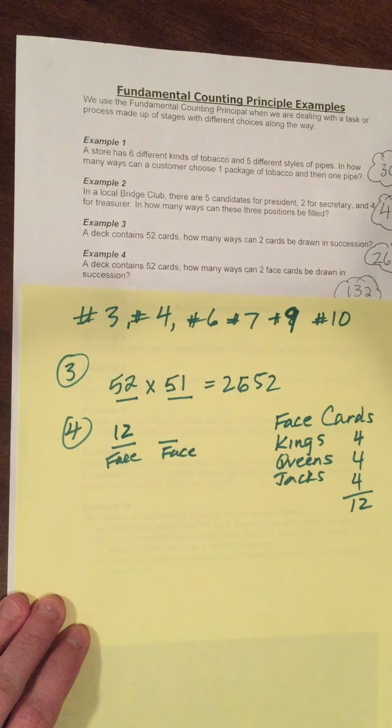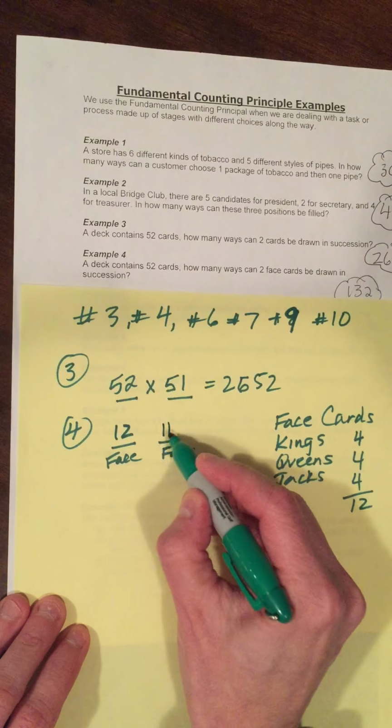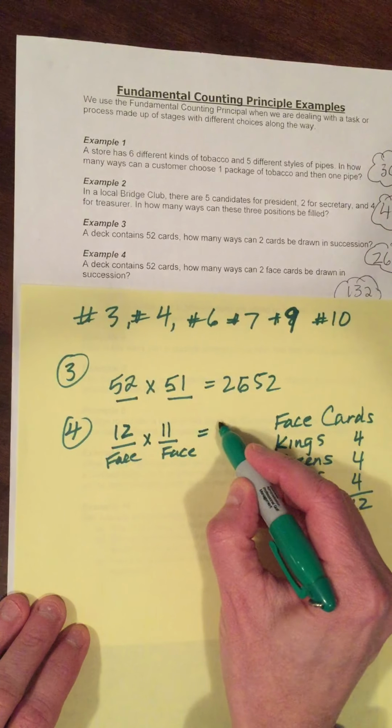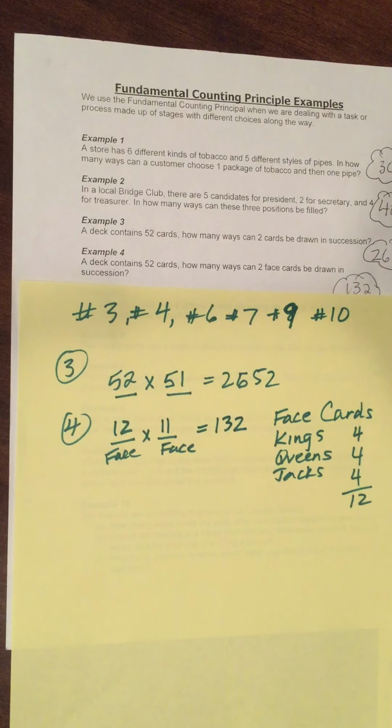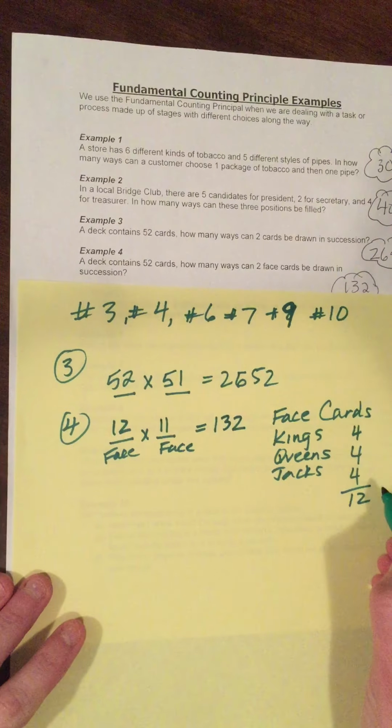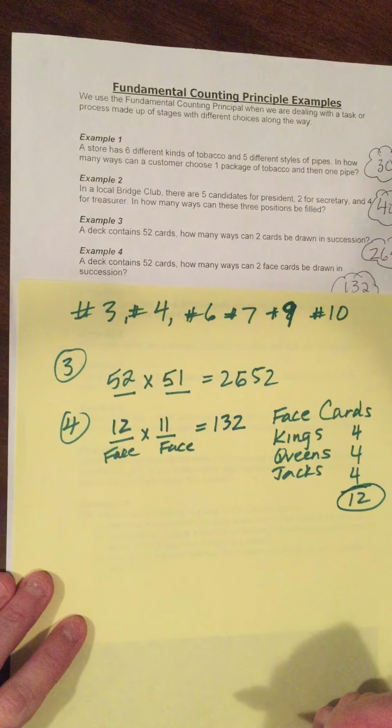You pick one of them, you put it in your pocket. I fan out the cards that are remaining. There are 11. So 132 possible ways. Face cards are always starting with 12 items.